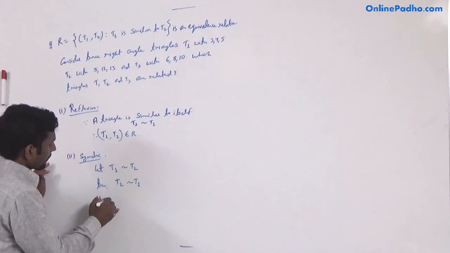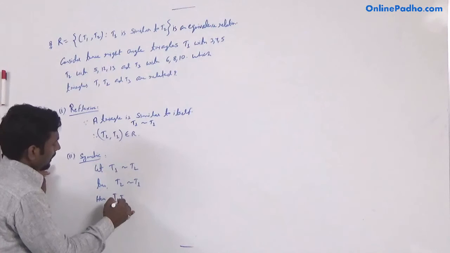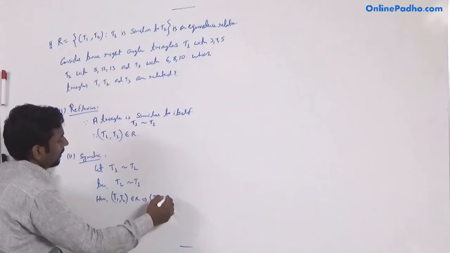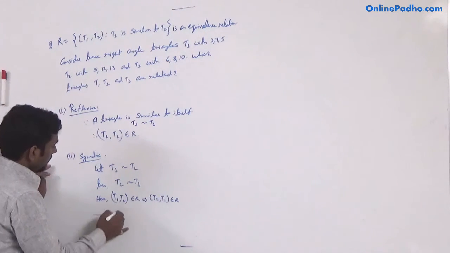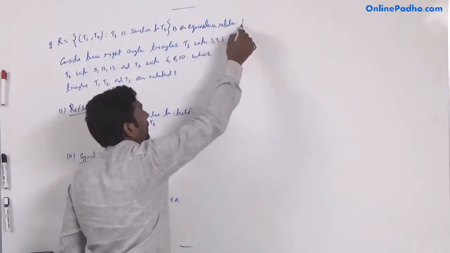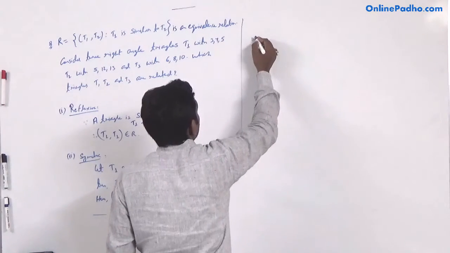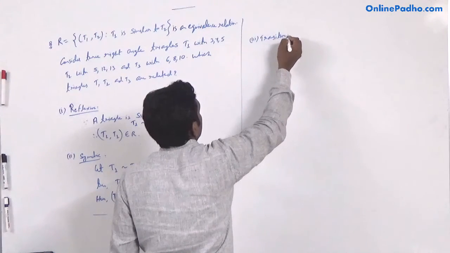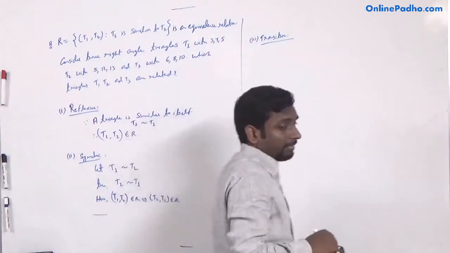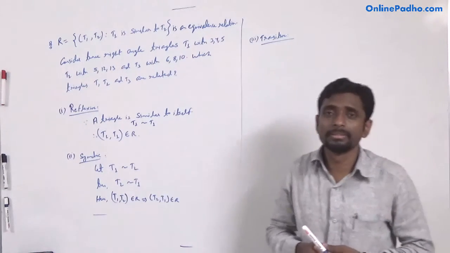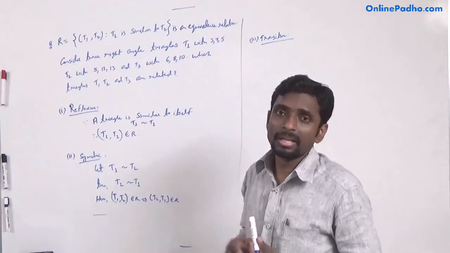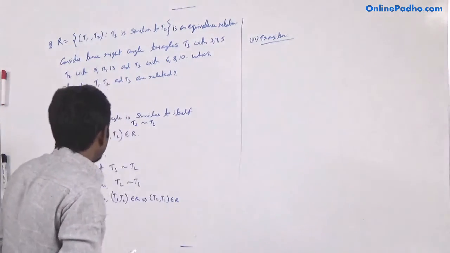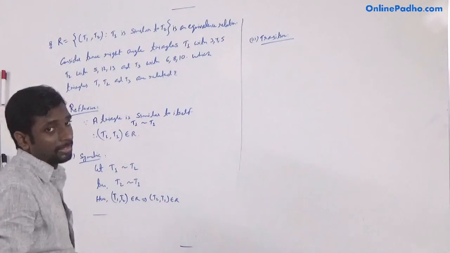So here, if (T1, T2) belongs to R, then (T2, T1) also belongs to R. So we can say that this is a symmetric relation. Now we have to check the third part, that is transitivity. How can we check its transitivity? We have to check the transitivity for this relation. Is it transitive or not? Yes, this is a transitive relation.